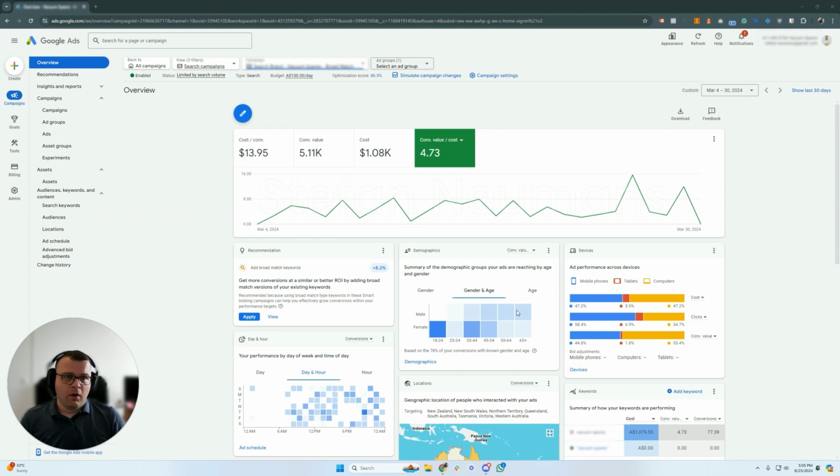Usually how they do it is they either add phrase match keywords, or sometimes exact match. It really depends on the case. So they protect most of their traffic in phrase match, most of the traffic in exact match. They usually hit high ROAS, and that's where they stop.